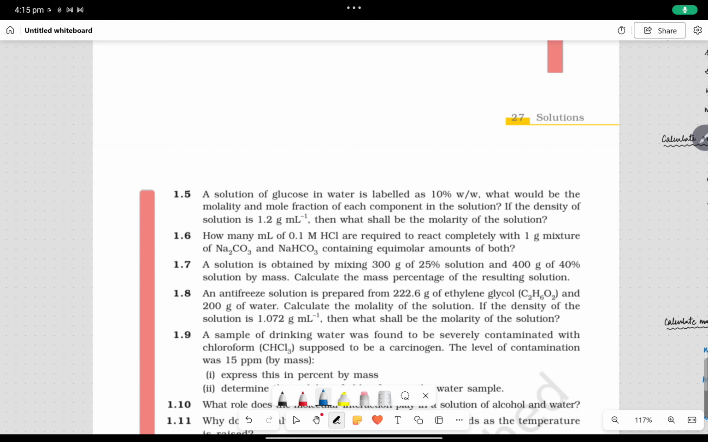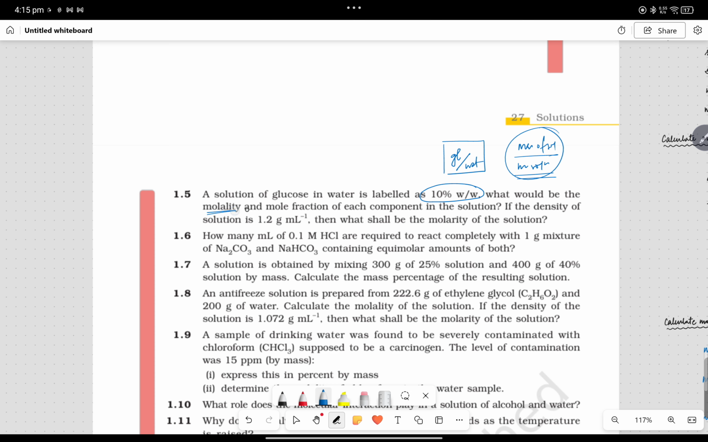So this is question number 1.5 of the solution chapter, and let's read the question. A solution of glucose in water is labeled as 10% weight by weight. Glucose and water, right? So the solution percent weight by weight means mass of solute by mass of solution. That is the concentration term. What would be the molality and mole fraction of each component in the solution?